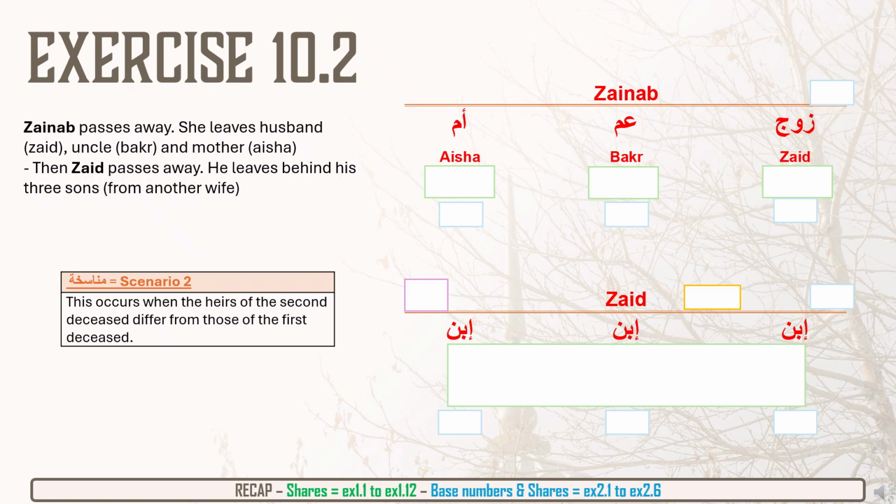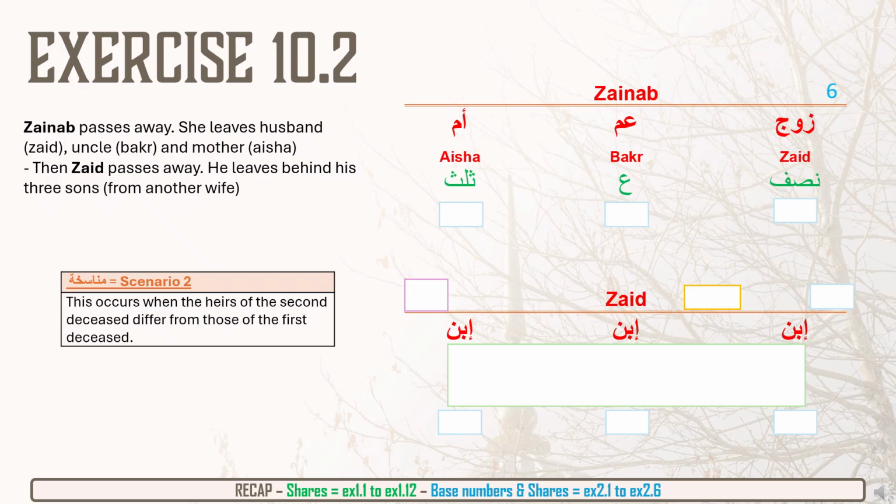Her husband will get nisf because there's no children. Uncle will be asaba, and the mother will get thuluth because there's no children or siblings. So the base number will be 6. We give out the shares.